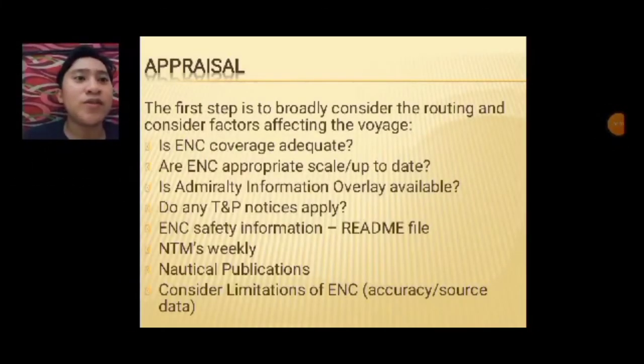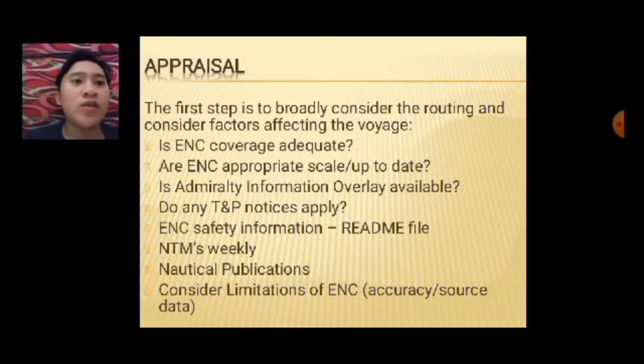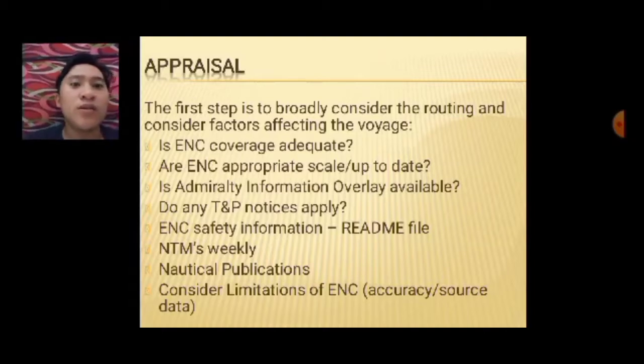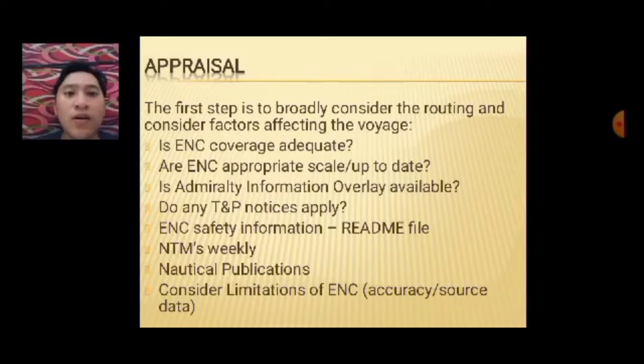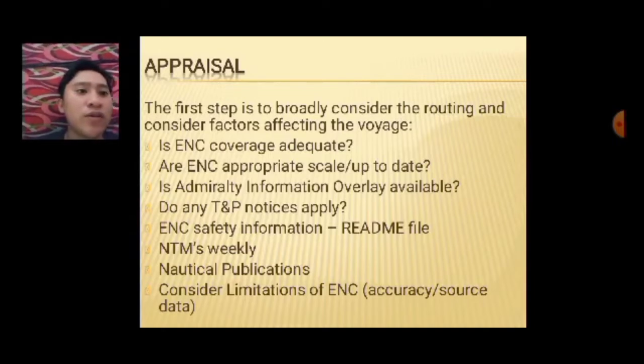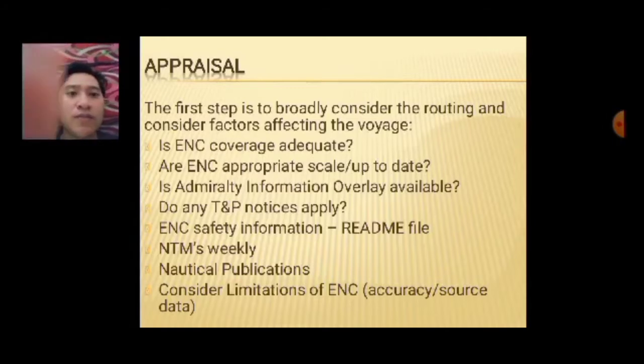Appraisal. The first step is to broadly consider the routing and the factors affecting the voyage. First, is ENC coverage adequate? Second, are the ENCs of appropriate scale and up to date? Third, is the Admiralty information overlay available? Fourth, do any T&P notices apply? Fifth, ENC safety information and the readme file. Sixth, ENTMS weekly. Seventh, nautical publications. Eighth, consider the limitations of ENC accuracy and source data.